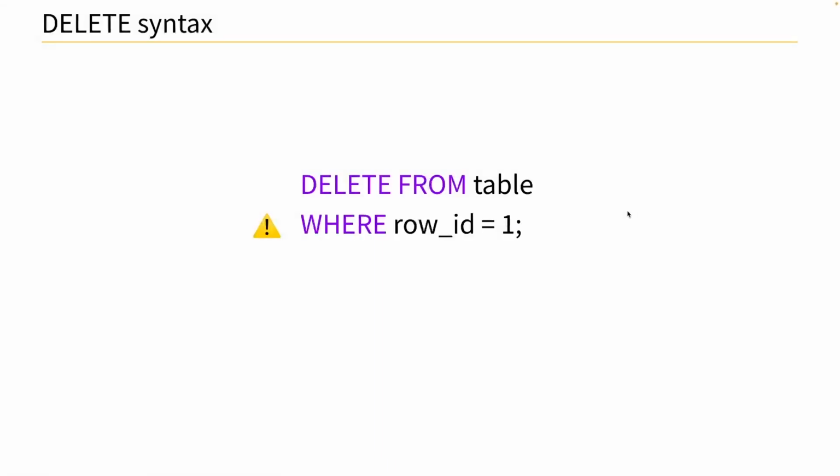All right, so how do we delete records? Let's take a look at the syntax. And this is just a reminder that you're going to delete from table where row ID equals 1. So this row will get deleted, right? If there's a match, there's going to be a deleted row. Now, this is a very powerful keyword because it can do multiple things. So let's check out some other examples.